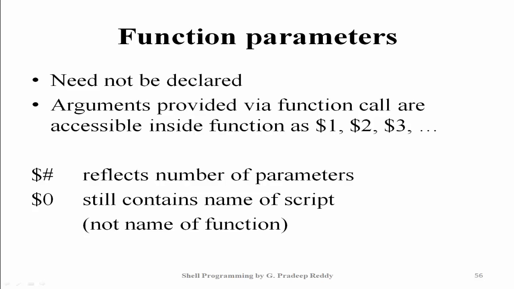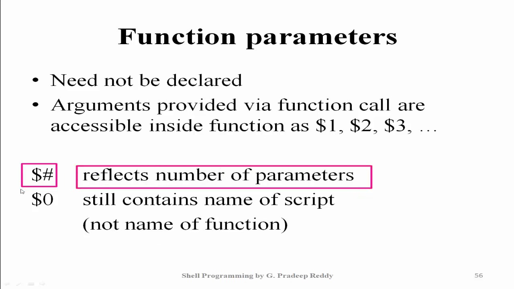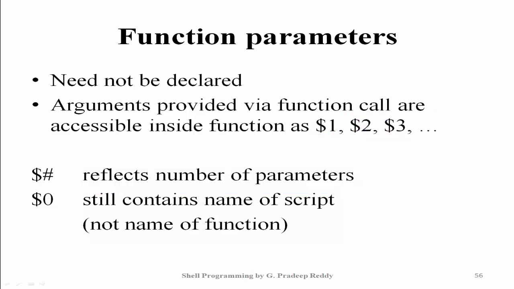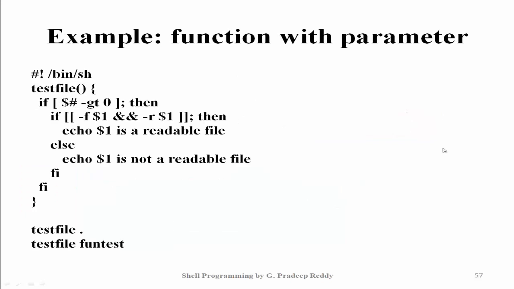Here you can use function parameters. The function parameters you can specify. $# specifies the number of parameters you are going to pass. $0 still contains the name of the script, not the name of the function. Otherwise you can specify argument 1, argument 2, argument 3 and so on. Here is one more example, a function with a parameter.